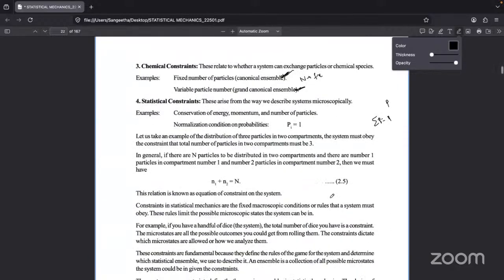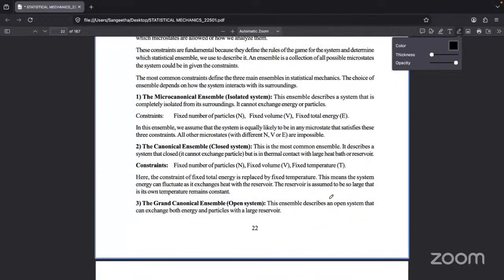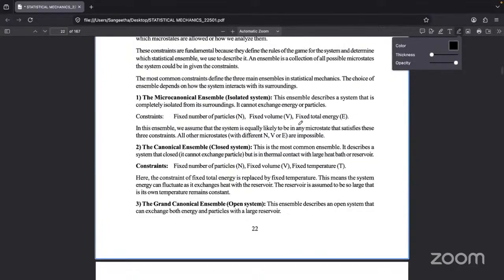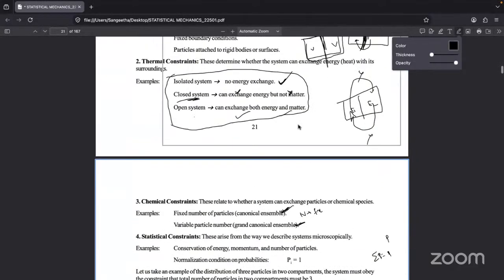Only thermal constraints subheadings to explain that. What is thermal constraints? We have 3 subheadings. First one isolated system, second one closed system, third one is open system. In the previous slide we saw that in an isolated system there is no exchange of energy. In a closed system, energy exchange happens but matter exchange does not. Next, in an open system both are exchanging.